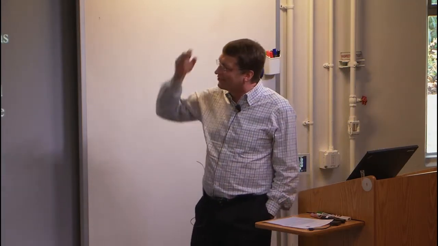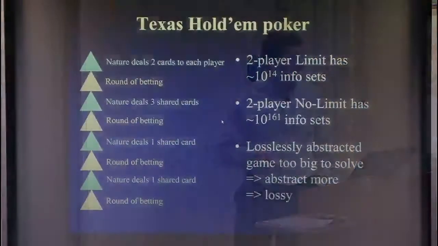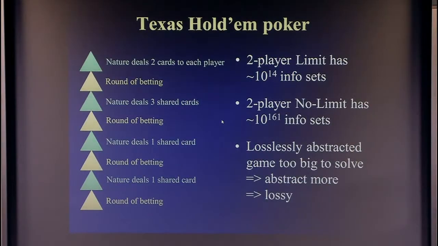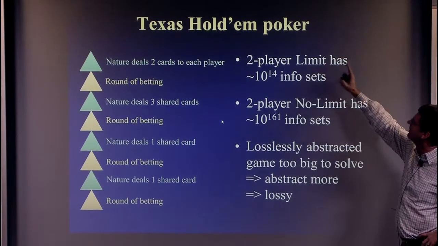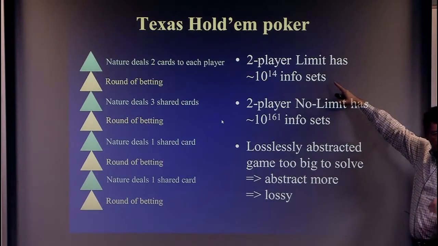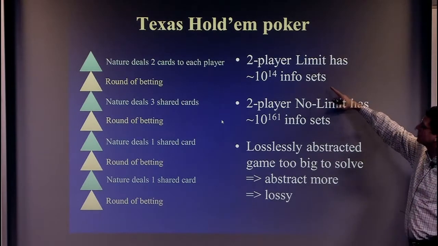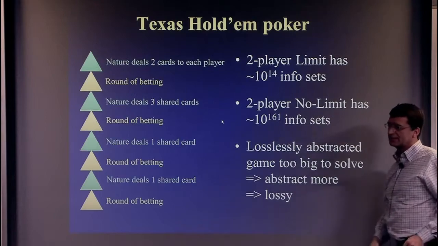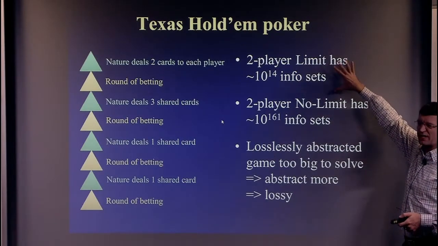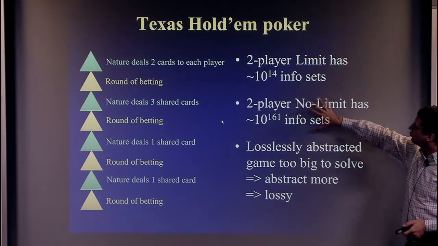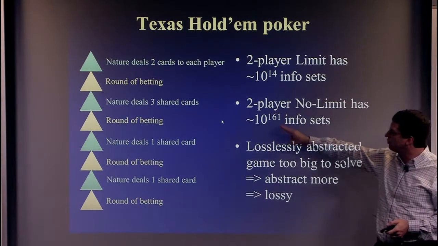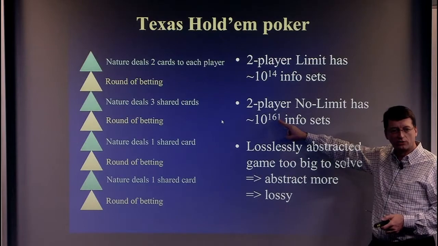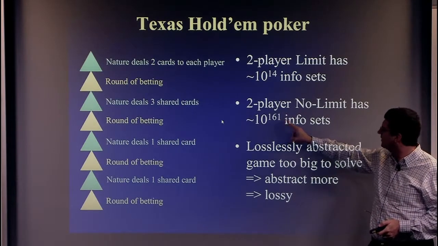All right. So for bigger games like Texas Hold'em, you'll have to use lossy abstraction and abstract more to make games that are small enough. So for example, in two-player limit Texas Hold'em, where whenever you bet, you have to bet a given amount, you have 10 to the 14 information sets. That's something that you can just write down. In two-player no-limit Texas Hold'em, which is a more popular and larger game, you have 10 to the power of 161 nodes in the information sets in the game.